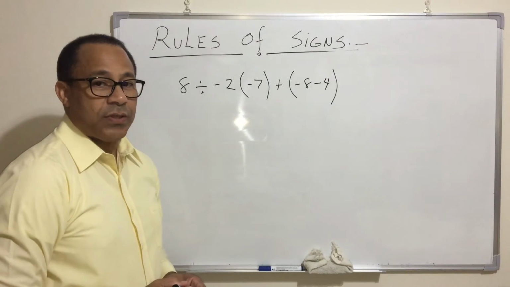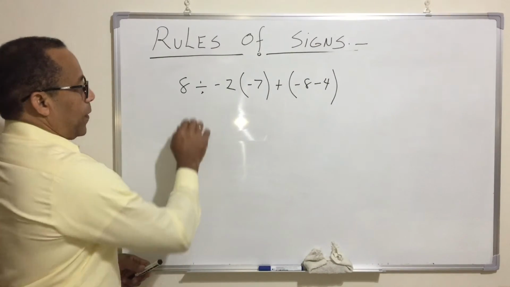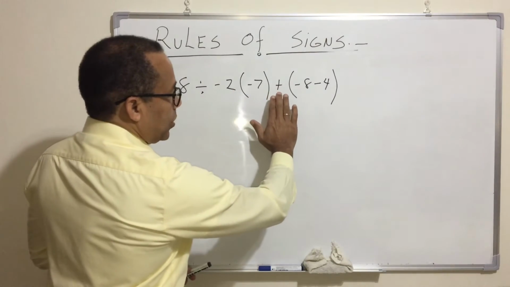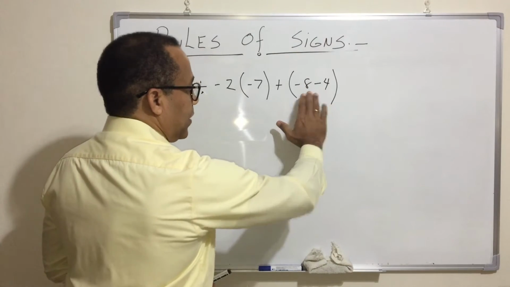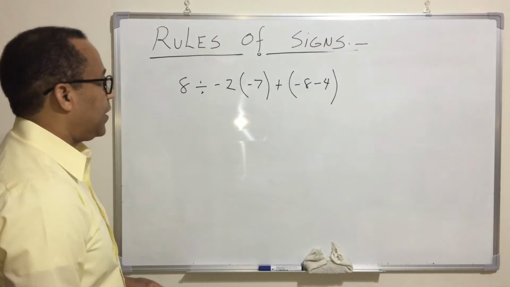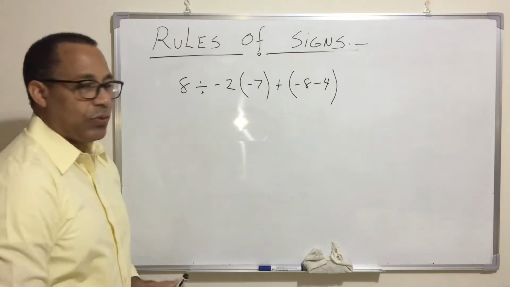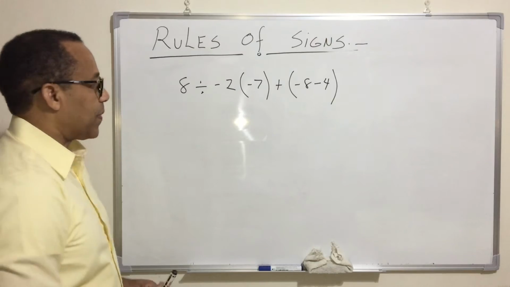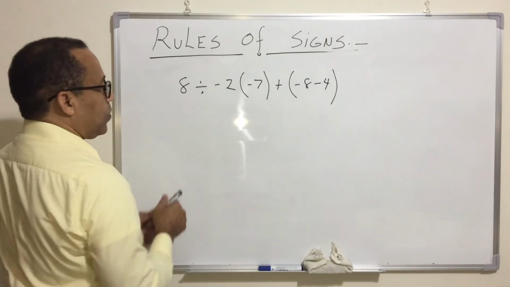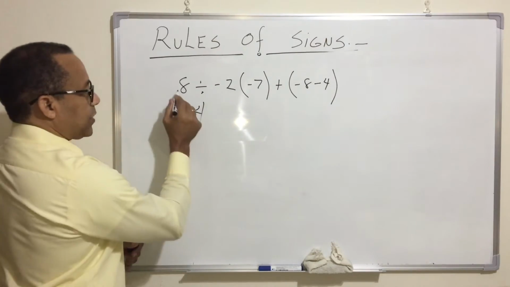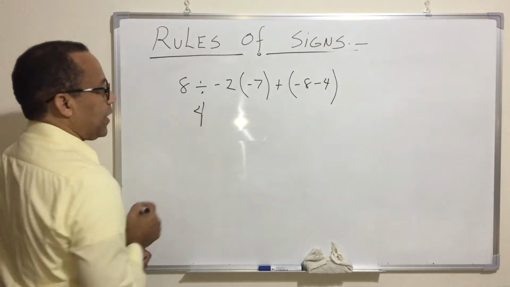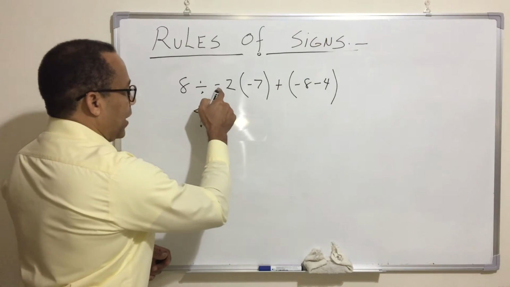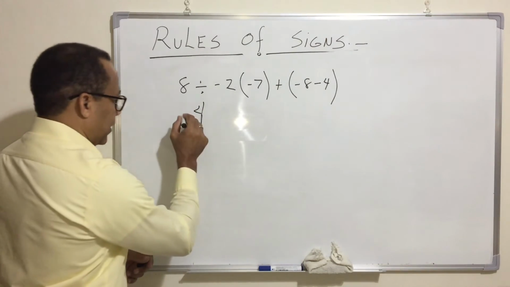What operations are we doing here? We have division, we have multiplication, addition, adding, subtracting. So what I'm doing first, I'm going to divide these two numbers. 8 divided by negative 2. 8 divided by negative 2 is 4. Because 8 divided by 2 is 4, and now I divide the signs. Positive divided by negative equals to negative.